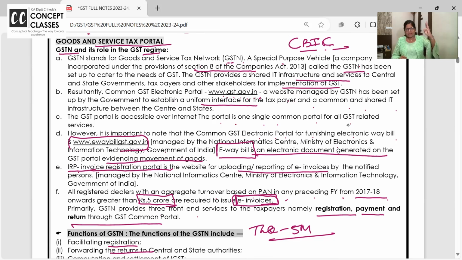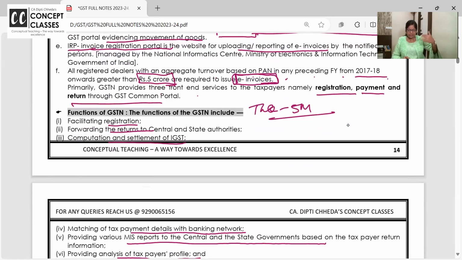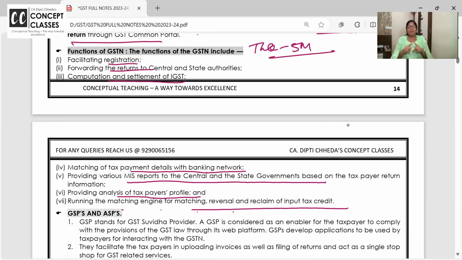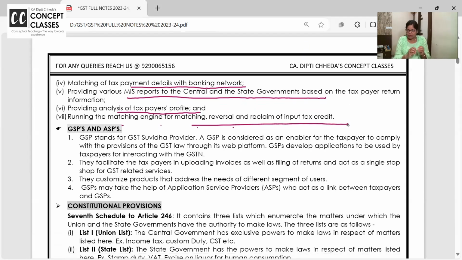Registration, payments, returns, and facilitating all the returns, registration, settlement, matching, all this, payments and all. Now, because there is too much work done on the portal, can we have sub-helpers? These sub-helpers are called GSPs and ASPs.